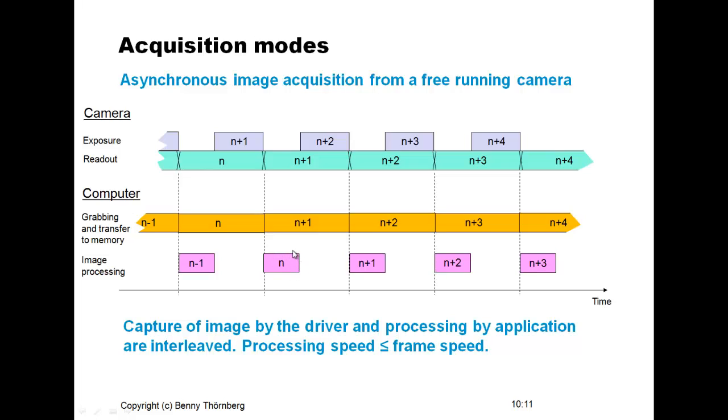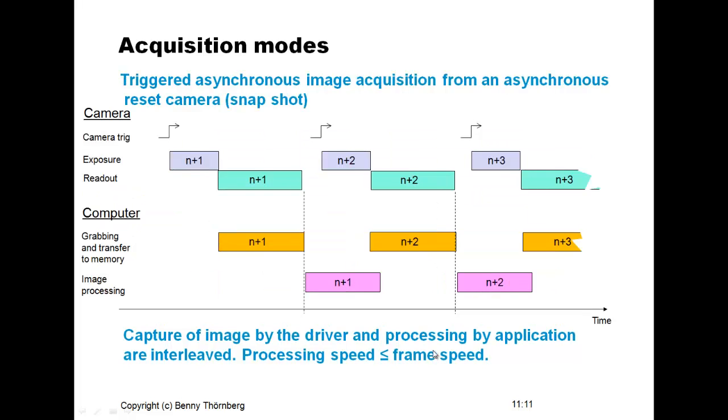So we are processing, by use of image analysis, the previous frame at the same time as we are grabbing the current frame. And in this case we have a processing speed of less than or equal to the frame speed. And we can continue on the next slide, where we have this triggered asynchronous image acquisition from an asynchronous reset camera.